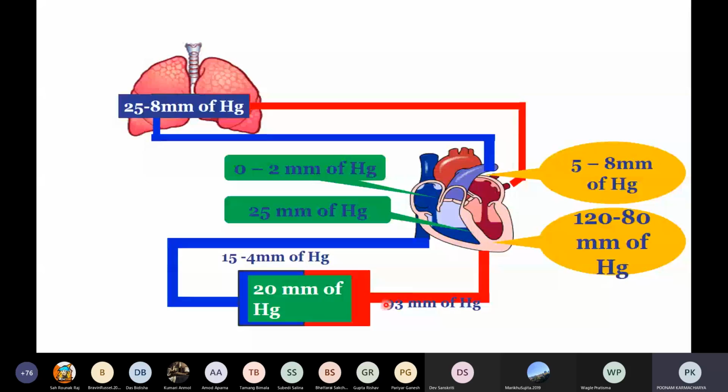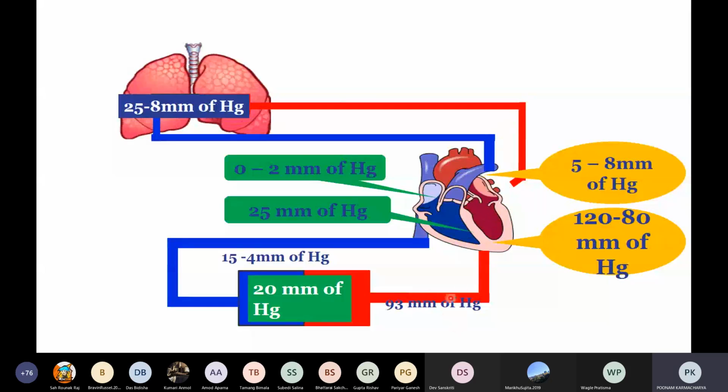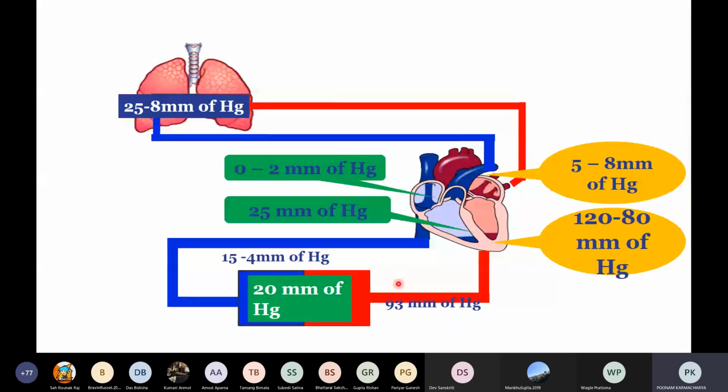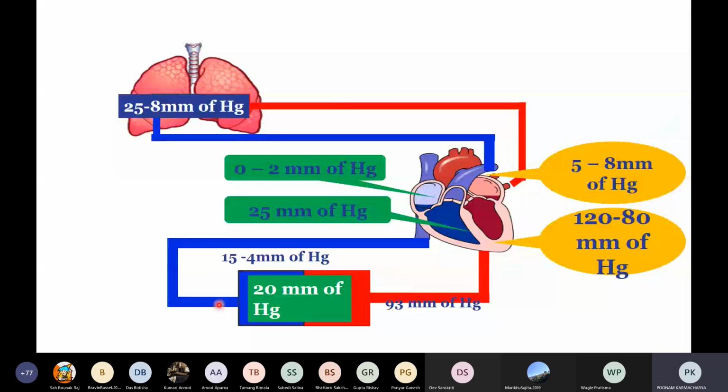That means 93 millimeter of mercury is required. That pressure is required for the blood to be pushed to the arterial side, and that is also called the perfusion pressure, right? Now, as the blood is pushed to the arterioles and then to the capillaries, as the blood reaches the capillaries, the pressure will decline to around 20 millimeter of mercury, and when the blood reaches the veins or venules, it will be around 15 to 4 millimeter of mercury.